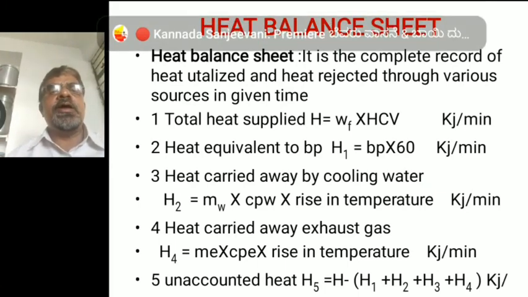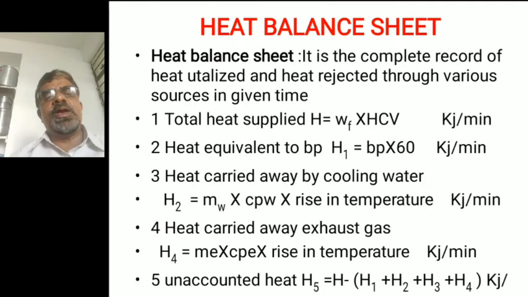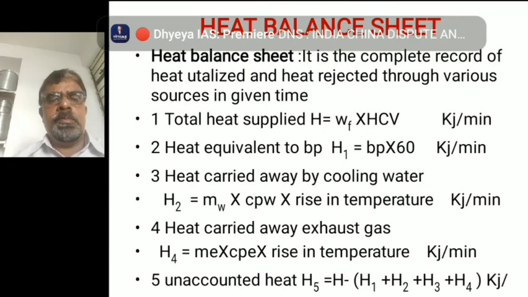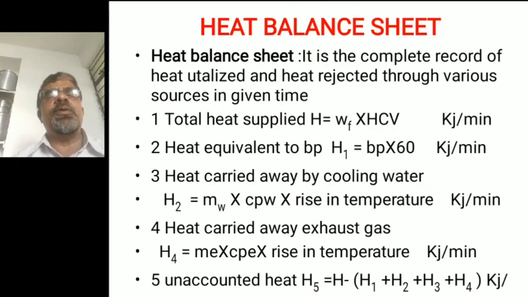And the fourth one is heat carried away by exhaust gas. Heat carried away by exhaust gas is equal to mass of exhaust gas into specific heat of exhaust gas into rise in temperature of exhaust gas. Mass of exhaust gas is the sum of the air consumption plus fuel consumption, and the specific heat of exhaust gas, it should be in our mind, is equal to 1.005 kilojoules per kg per minute, into rise in temperature of exhaust gas. Rise in temperature of exhaust gas is equal to temperature of exhaust gas minus room temperature.